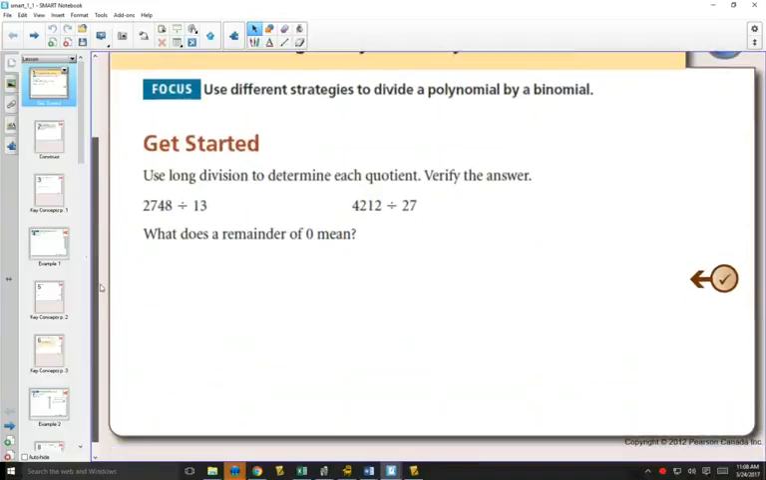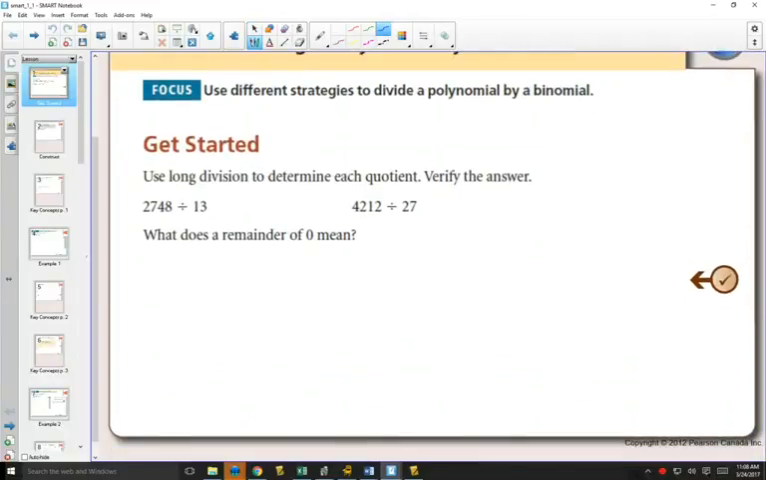Long division. We set up long division like this: 2748 divided by 13. The idea of long division is you're looking at our number, 2748, starting from left to right.